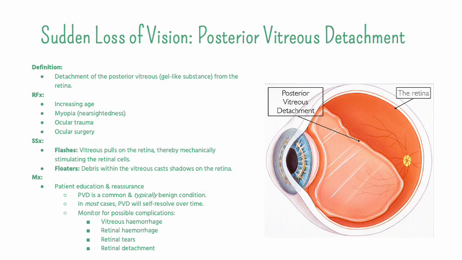Risk factors include increasing age, myopia, ocular trauma, and surgery. Signs and symptoms include flashes and floaters, which the patients will describe to you. The management plan is really reassurance and education. In most cases, like I said before, it will self-resolve over time, so it's quite important to emphasize to the patients. However, you would still want to monitor for possible complications such as vitreous hemorrhages, retinal hemorrhage, retinal tears, and retinal detachment.